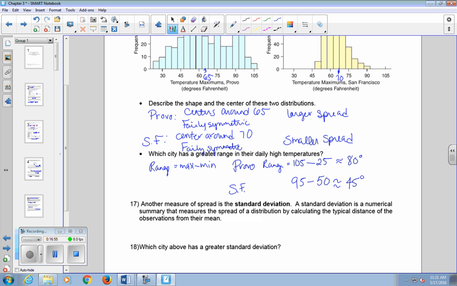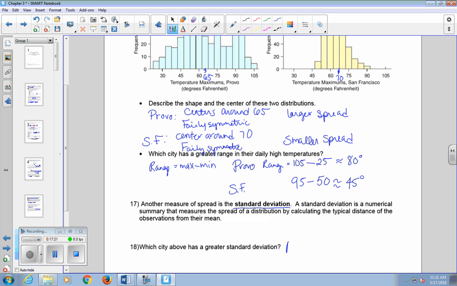Another measure of spread is the standard deviation. And we will be really using this for the rest of the semester. A standard deviation is a numerical summary that measures the spread of the distribution by calculating the typical distance of the observations from their mean. Which do we think would have the greater standard deviation?